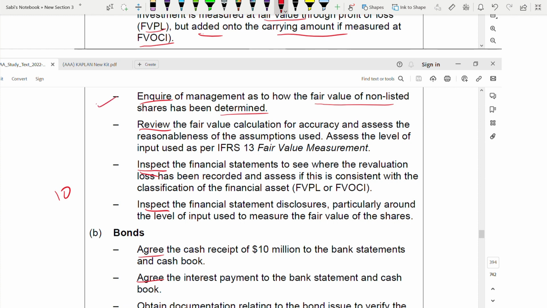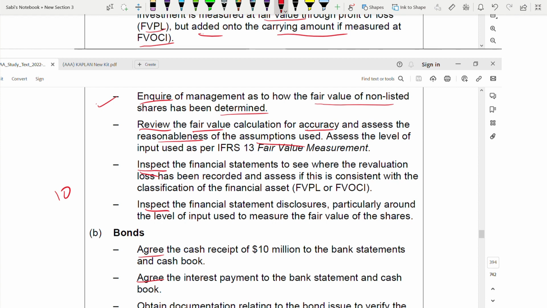So it's done. Then comes review. Again fair value. Same topic, fair value, but audit procedures have been tested in more than one place. Review the fair value calculation for accuracy. This is the assertion that you are testing. And also, because fair value is based on some assumptions, assess those assumptions also. Check the reasonableness of the assumption. Always, in any standard where assumptions are used, always write this word. Check the reasonableness of the assumption.